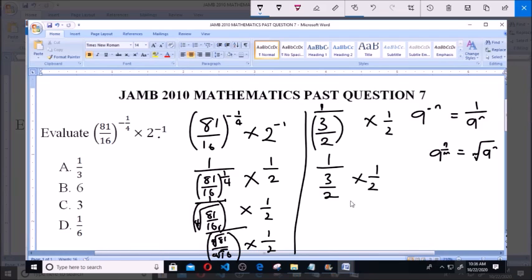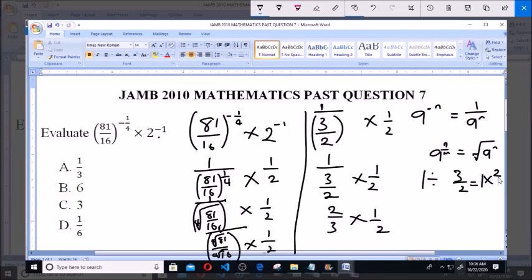Now 1 over 3 over 2 is the same thing as saying 2 over 3 multiplied by 1 over 2. How did I do this? This is the same thing as saying 1 divided by 3 over 2, and that is equal to 1 multiplied by 2 over 3.